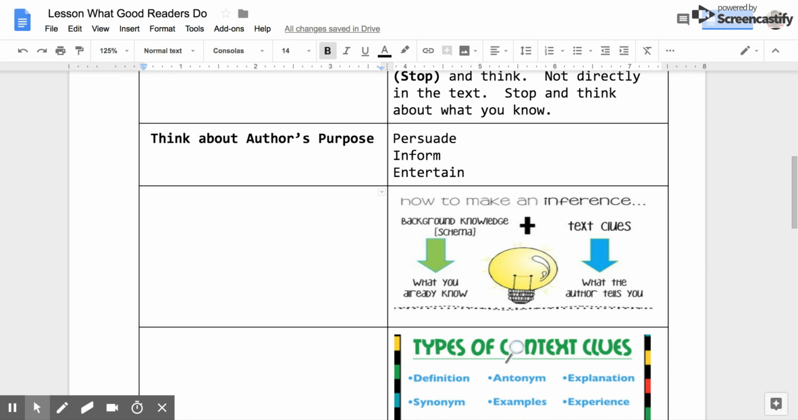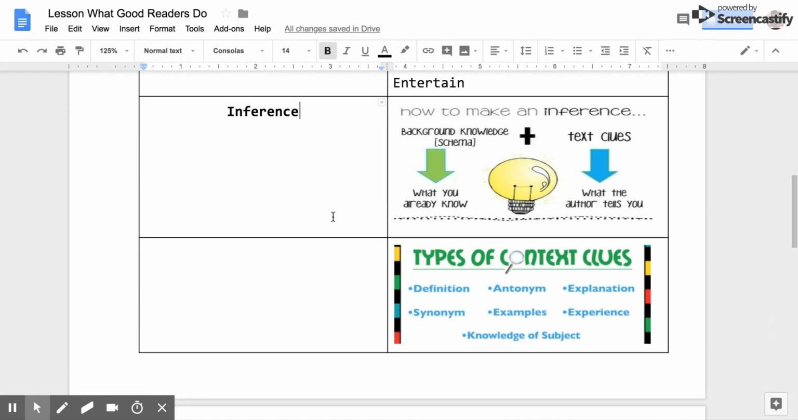Now, good readers must also make inferences. So please write inference in this box right here. Now let's go back and look at this. How to make an inference. You should always use your background knowledge, what you already know about the topic, plus you add the clues in the text, and that is what the author's telling you. You add your background knowledge and your clues in the text, and that is how you make an inference, an educated prediction. You have to use your brain for this. So that's another thing that good readers must do.